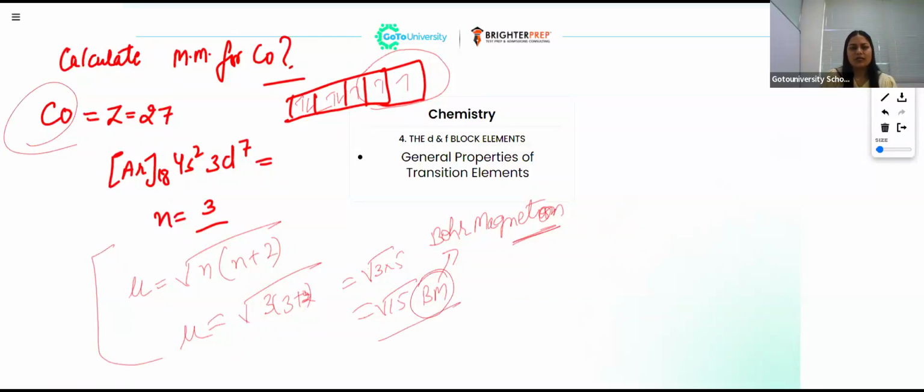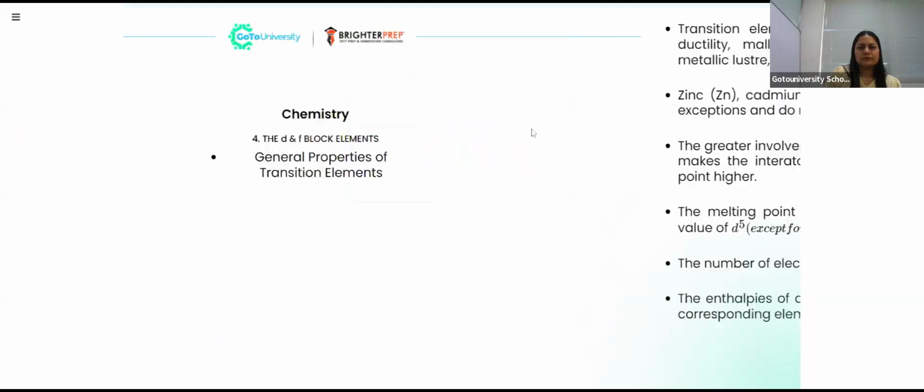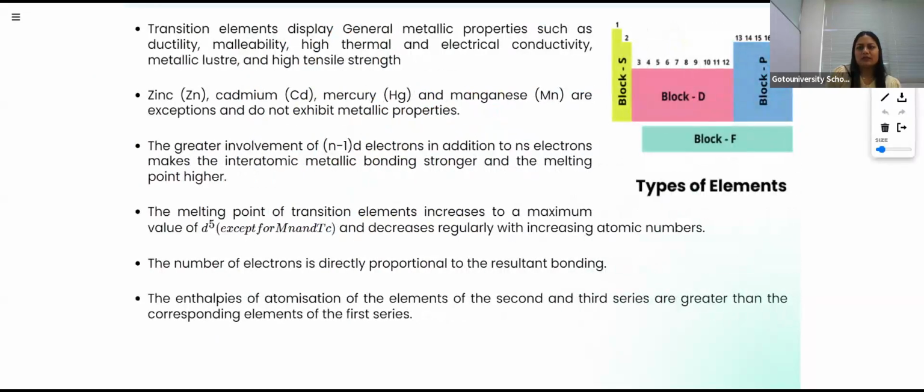As you know that it is having 3 unpaired electrons, that means it is paramagnetic in nature. Understood the concept? I hope it is clear to you now. All right. Now let us read some other properties. Okay, starting from here.